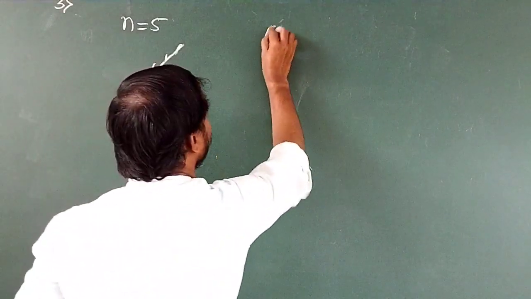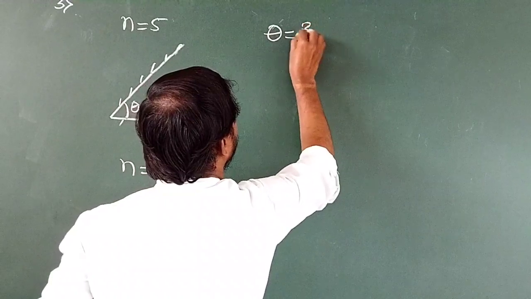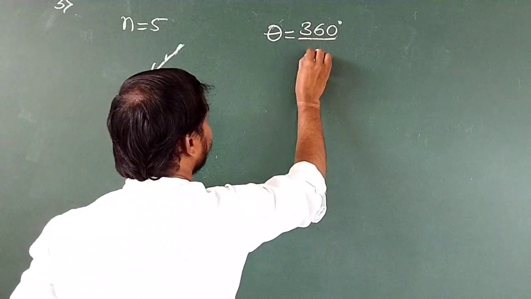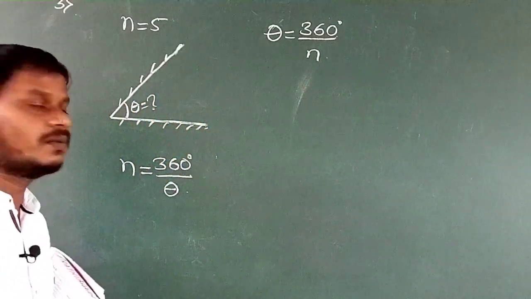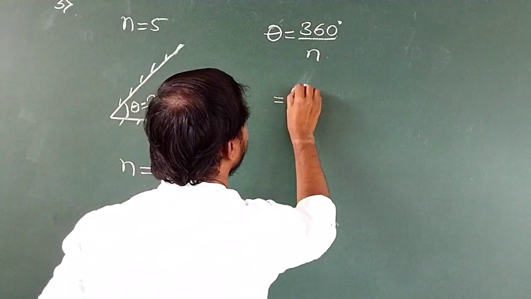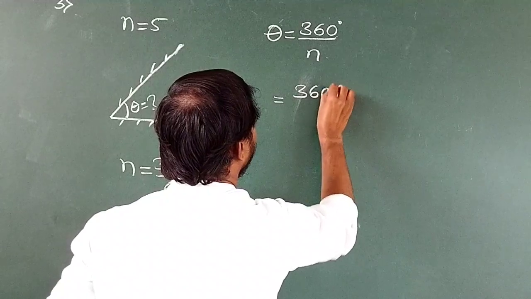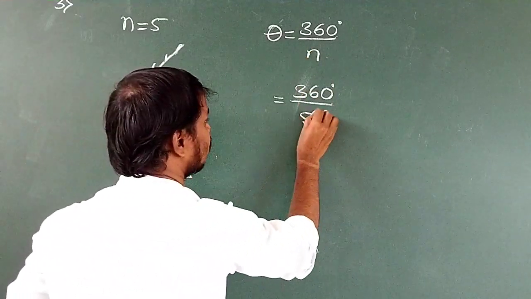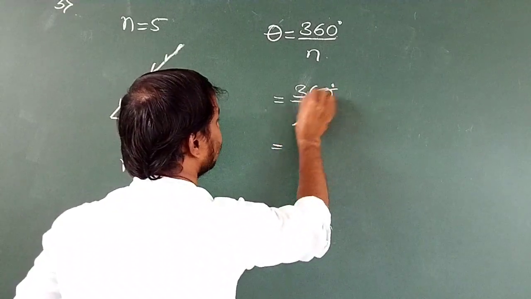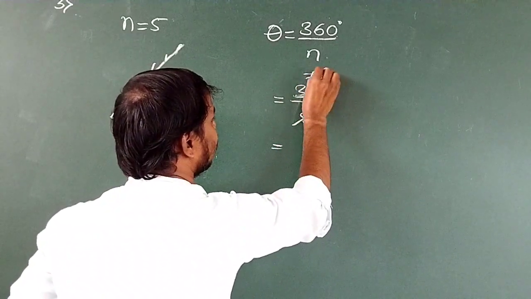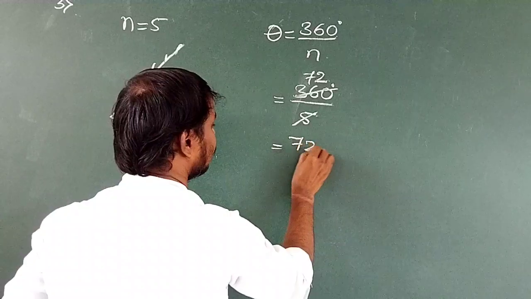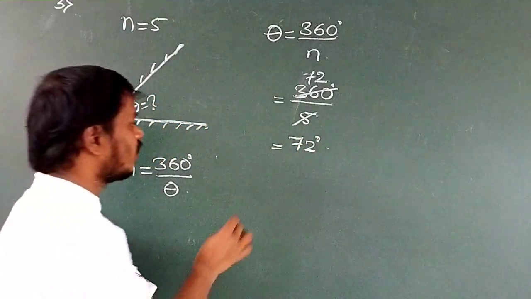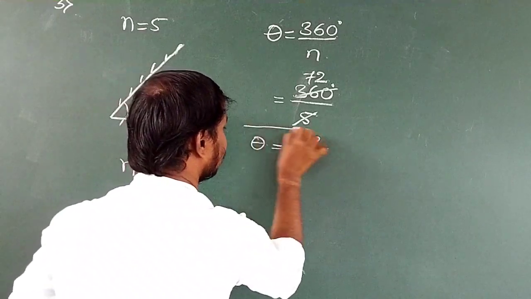Then theta is equal to 360 degree divided by n, meaning the number of images. So that is 360 degree divided by n, how much? N is 5, na? Then 5 7s are 35 and 5 2s are 10, that is 72 degree. So what is the angle between the 2 inclined plane mirrors here? 72 degree. This is the correct answer.